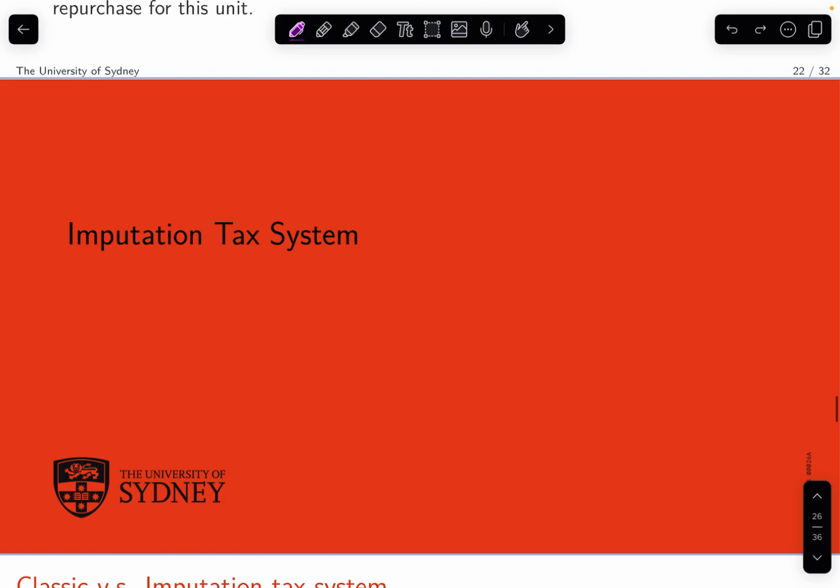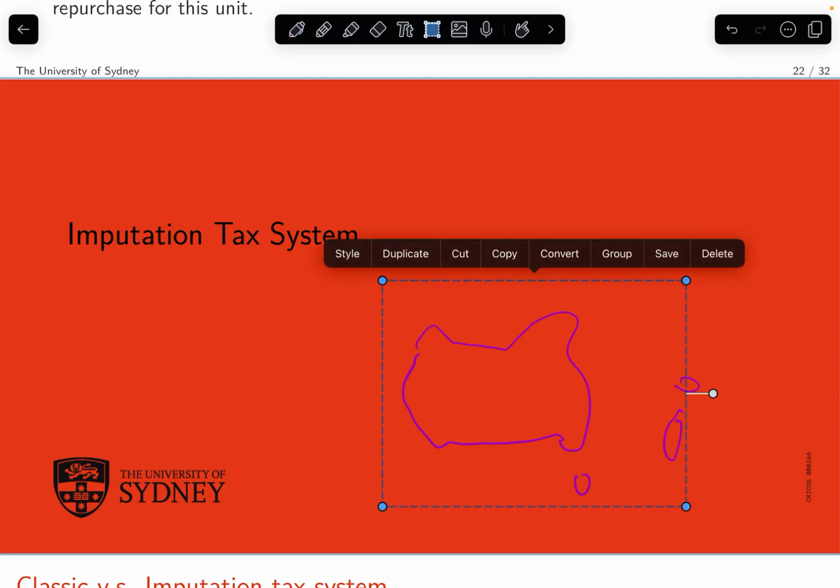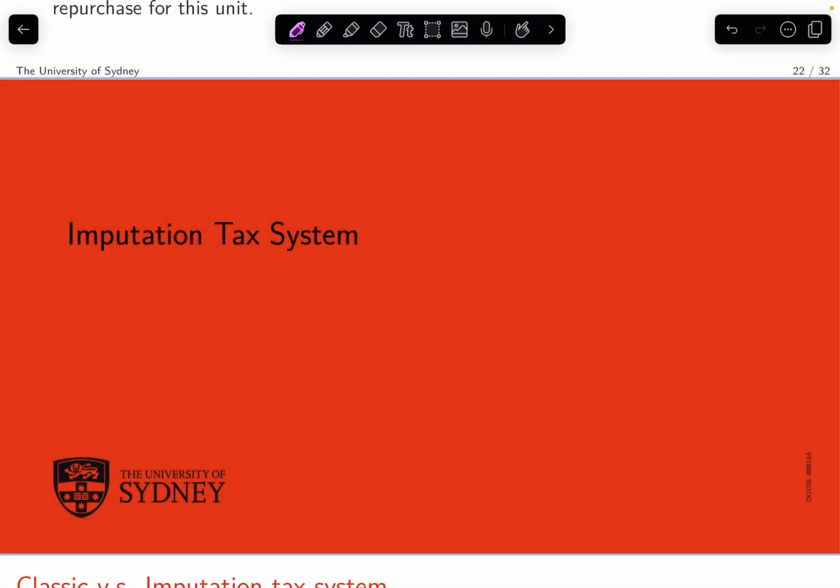All right, so the imputation tax system is something uniquely present in Australia and New Zealand. So that's the depiction of Australia and New Zealand. It's a uniquely Aussie and Kiwi thing.